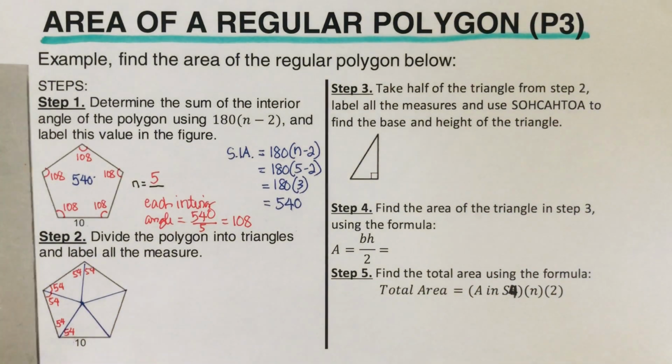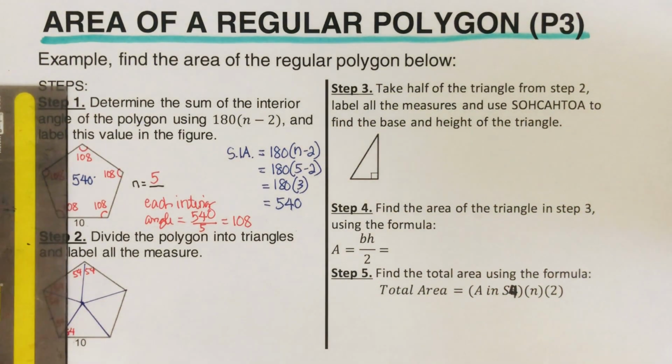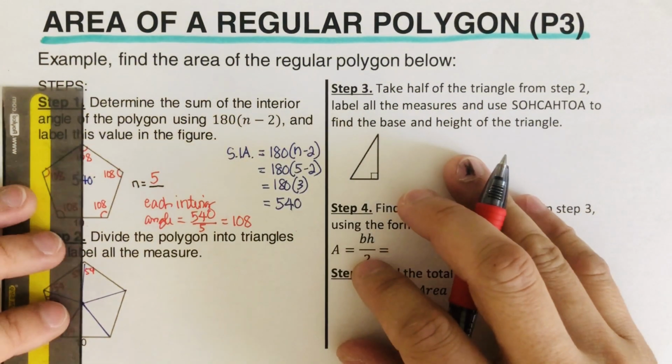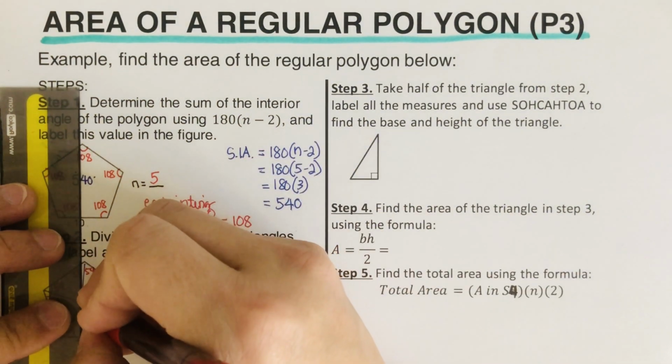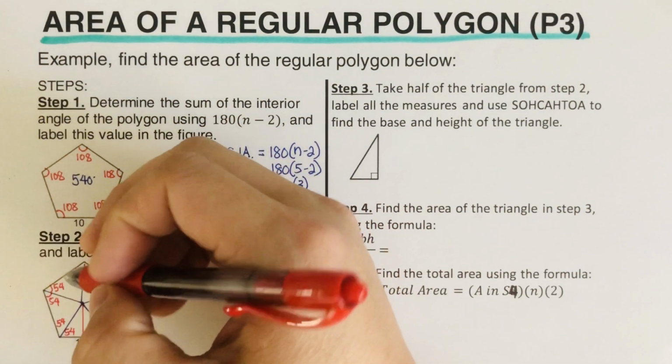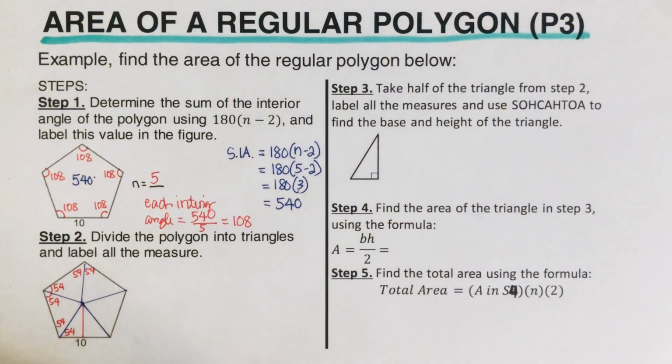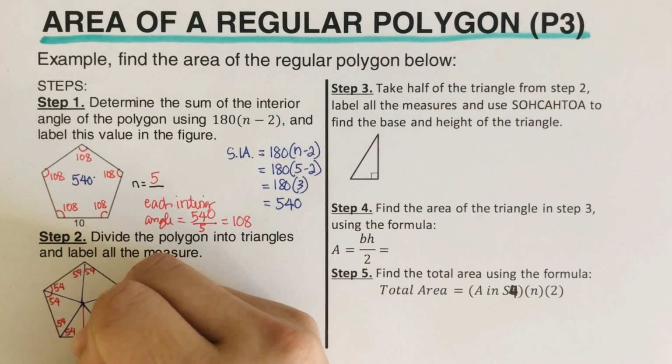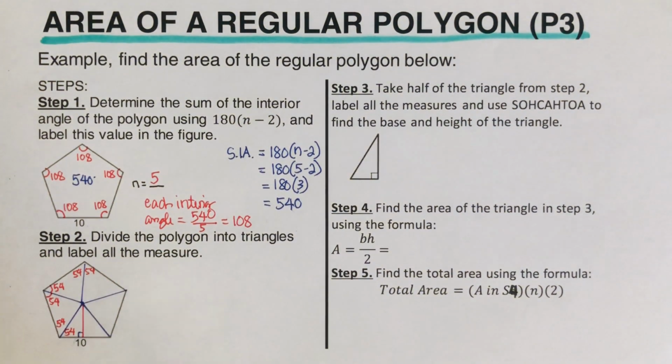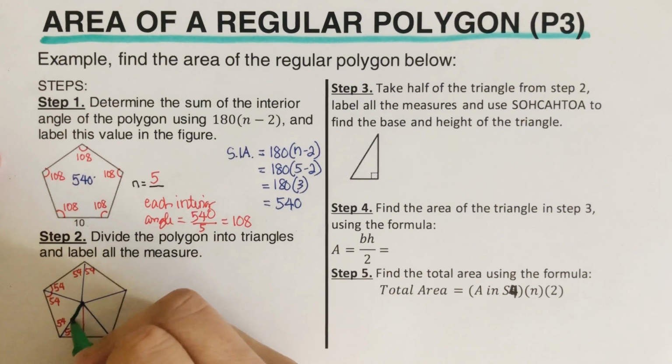So if we are going to drop a line right here, the height of this triangle, I'm going to drop a line right there, and so this is a right triangle right here. So then I am going to take one piece of this triangle.